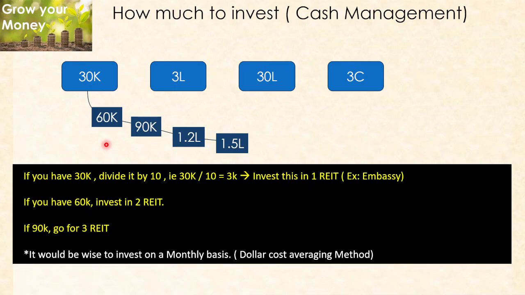Okay, how you can do that, I will try to show. So whatever amount you have, you should divide that by 10, and then you can invest that amount for a particular stock buying at once.